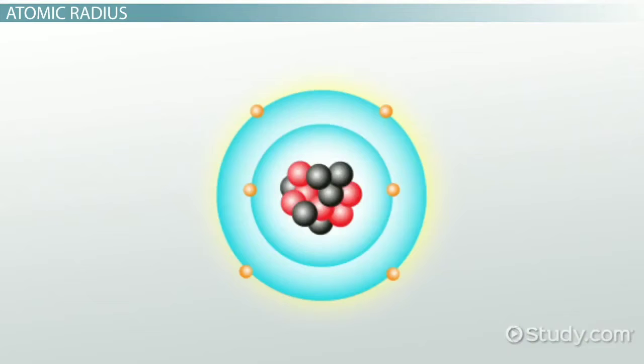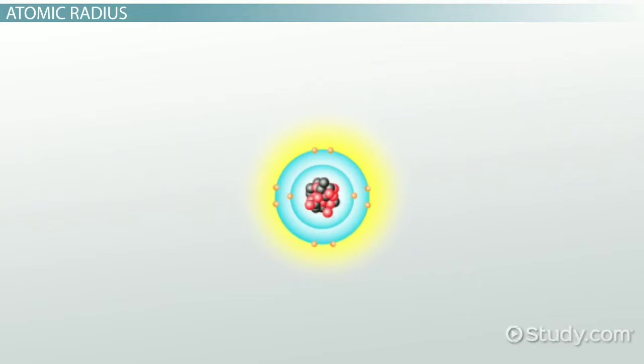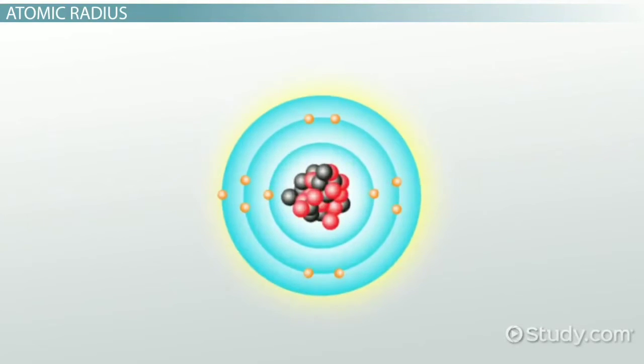This means that as you go across a period adding electrons to the outer shell, the electrostatic forces pull the electrons closer to the nucleus, which decreases the size of the atom as you move from left to right. However, when you move to the next period, a new shell is added, which effectively increases the size of the atom. So sometimes heavier atoms have a smaller atomic radius than lighter atoms.